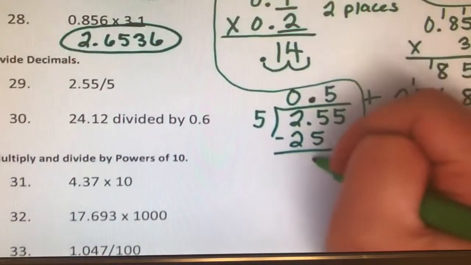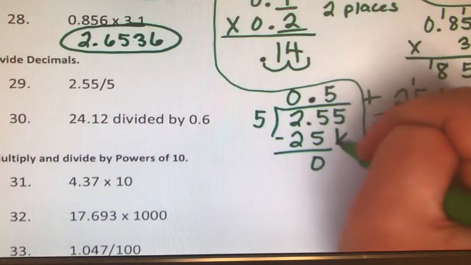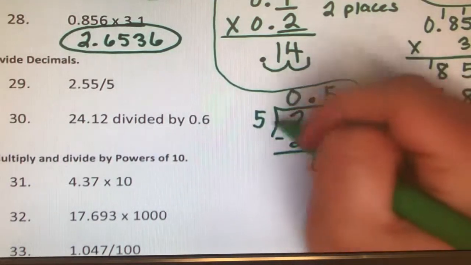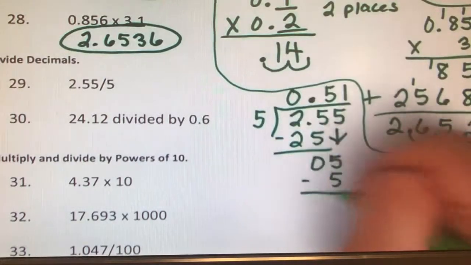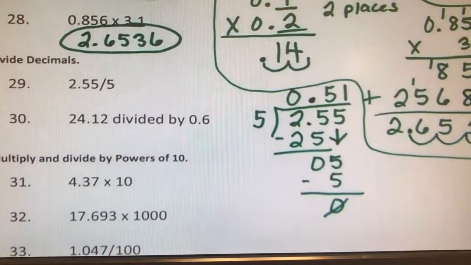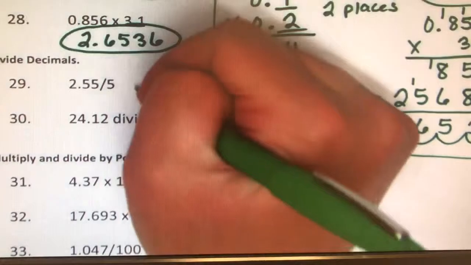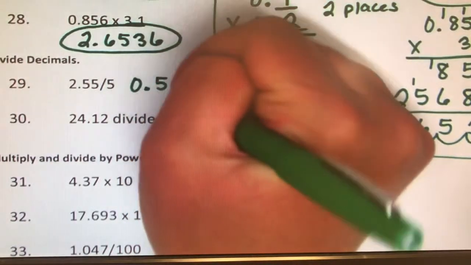25 minus 25 is 0. Then we have to bring down the next digit, which is 5. 5 will fit into 5 one time. 1 times 5 is 5. 5 minus 5 is 0, and now we are done. So this is our answer right here, 51 hundredths.